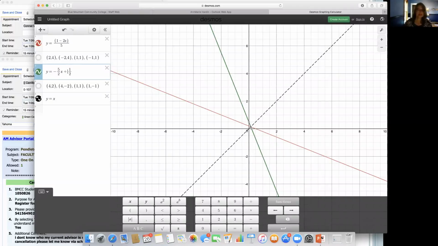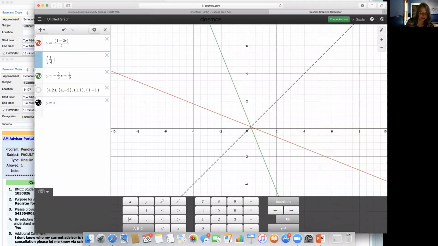Yes, but let's check that with some points. Okay, so let's edit this line. Putting into my f of x, if I put in 1 half, I get out 0.